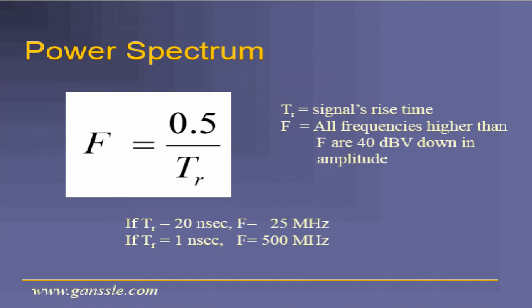If TR is the rise time of the signal, the time to transition from a 0 to a 1, measured in nanoseconds, then any frequency above F, given by this formula, will be so far down, on the order of 40 decibels down, that it's not going to be important. So if a signal has a 20 nanosecond rise time, like one of the signals we just looked at, then even if your clock rate is a lousy 1 hertz, your board looks like a 25 megahertz system.